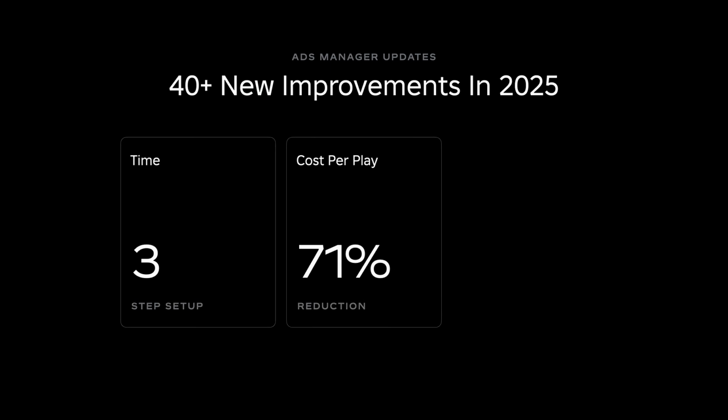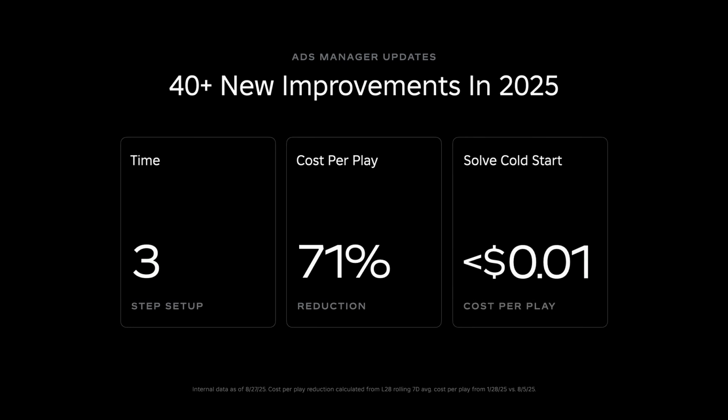And just in 2025, we made over 40 improvements. You gave us a lot of feedback. We took it all in, and we appreciate it. And feel free to keep it coming, including with the questions or forums or in our booths. So we did over 40 improvements in 2025 that resulted in a much simpler path to creating a campaign, only 3 steps. A lot cheaper to run, over 70% reduction in the cost per play. So you can get as low as 1 penny per play for a cold start.